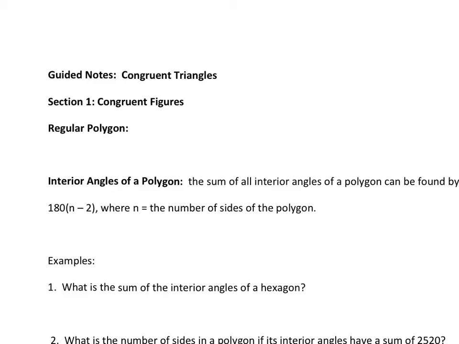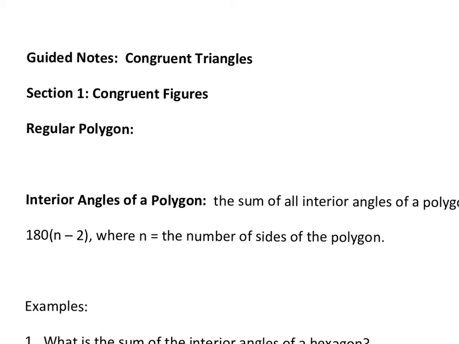In this first section of our congruent triangle chapter, we're going to talk about congruent figures. We need to define what a regular polygon is for you. A regular polygon basically has all sides equal and all angles equal. So let's go ahead and write that down.